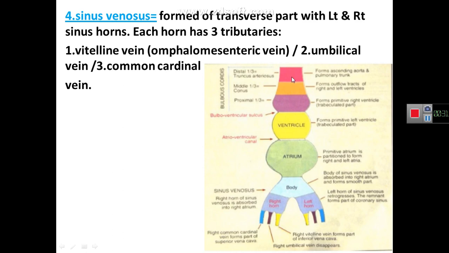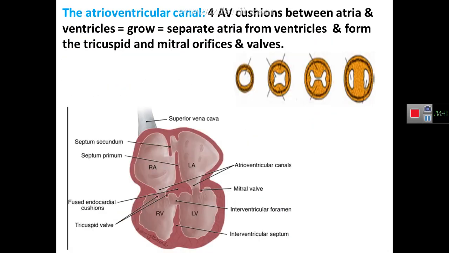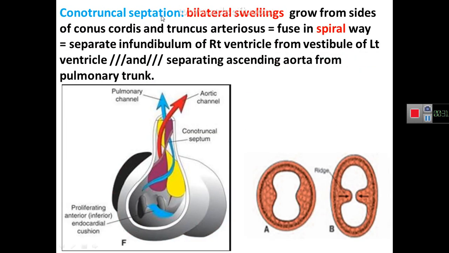In the conus cordis and the truncus arteriosus, so the title is conotruncal septation. Septation of the conus cordis and the truncus arteriosus. Actually, in these two parts, the conus cordis and truncus arteriosus, there will be a growth of bilateral swellings. We have conal bilateral swellings and the truncal bilateral swellings.